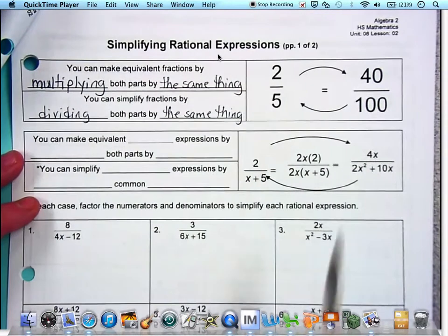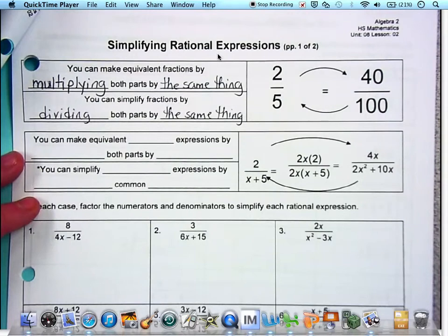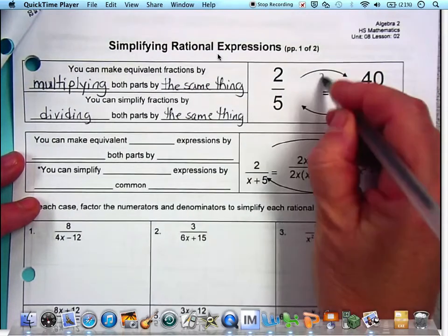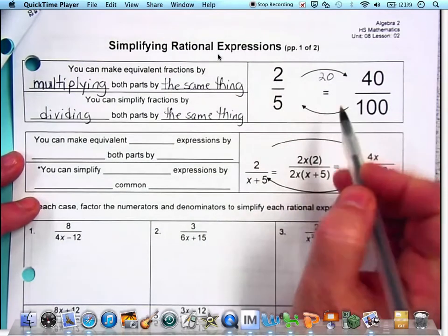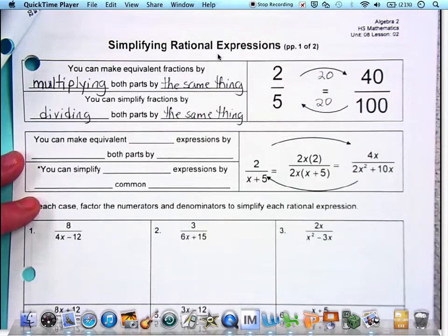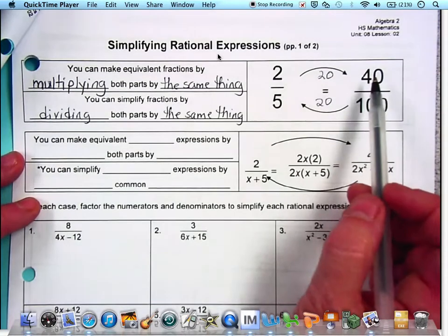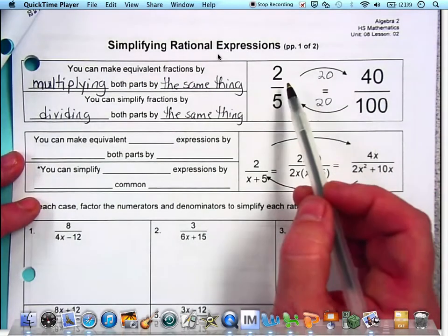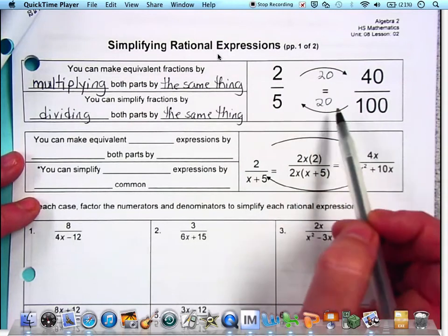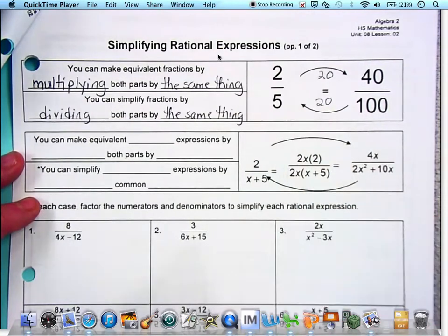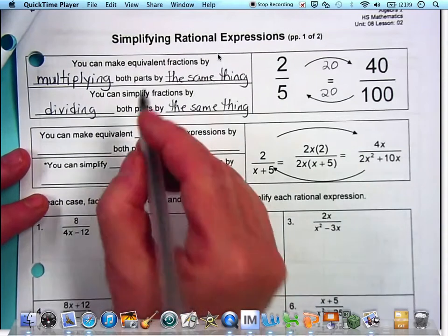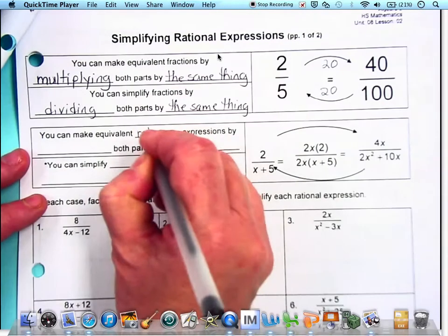Okay, so what do you multiply 2 by to get 40? 20. What do you multiply 5 by to get 100? 20. Okay, and then what do you divide 40 by to get 2? 20. And you divide 100 by 20 to get 5. Okay.